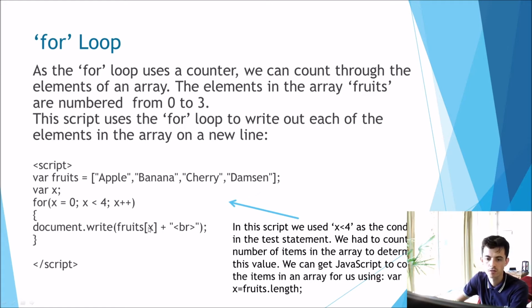Document.write fruits in the position x, or in the position 1 now, so it should write out banana with a line break, and it goes round again, adds 1 to x, so x becomes 2, so it should write cherry, and finally 3. So it will continue to do this around and around.